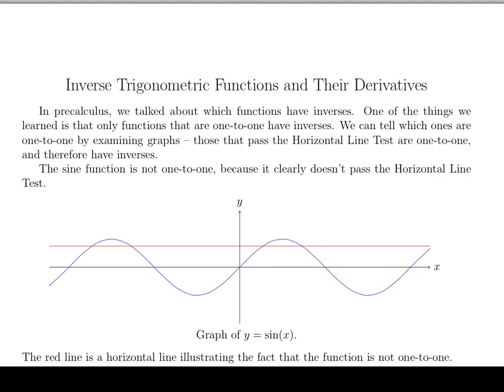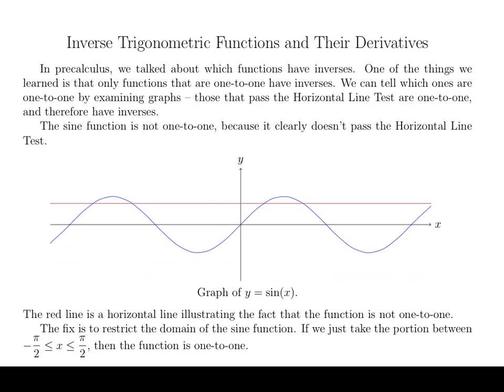Remember what the horizontal line test says. If any horizontal line hits the graph more than once, then the function is not one-to-one. All right, so here it's pretty easy to see. Not hard to draw a horizontal line that hits the graph many times, infinitely many times, in fact. Okay, so the sine function is not one-to-one. But we still want to be able to talk about the inverse of the sine function.